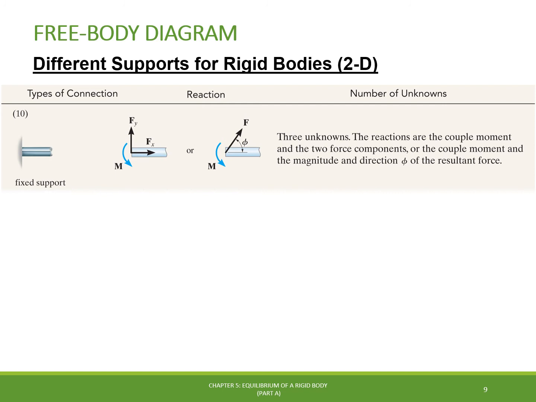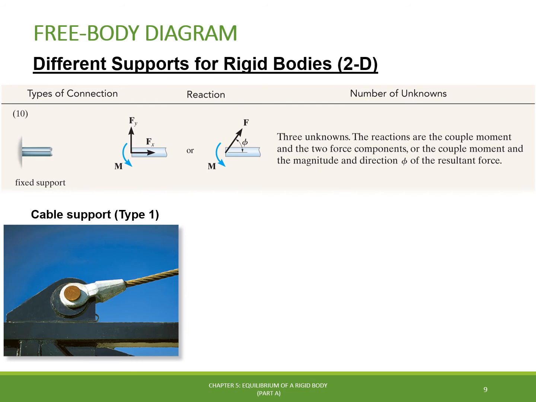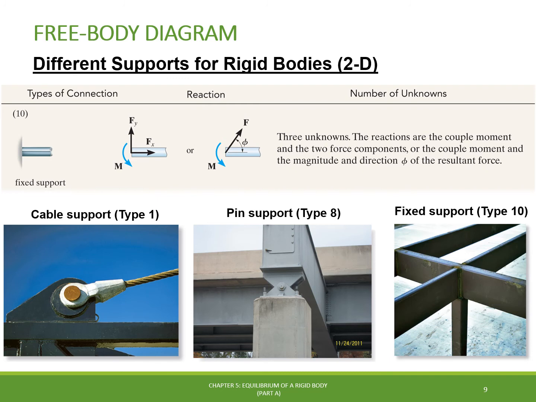Typical examples of actual supports can be found in the cable exerting a force on the bracket in the direction of the cable, which falls into the type 1 cable support connection, the typical pin support of a beam, which falls into the type 8 pin support connection, and the floor beams of the building here that are welded together and form a type 10 fixed support connection.